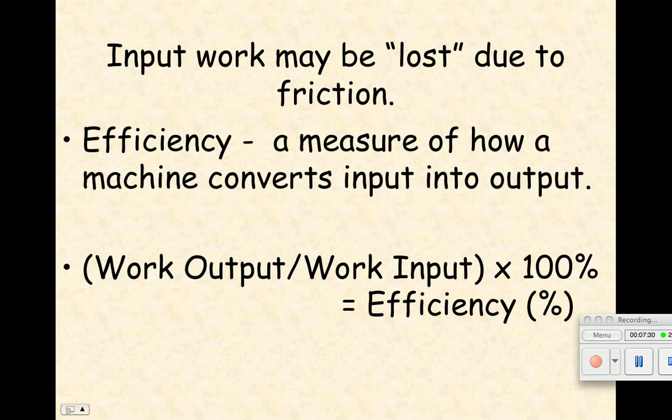So how efficient a machine is is a measure of how much the machine converts the work that you're putting in into useful output work. So to find the efficiency in a percentage, you take the work output divided by the work input times 100 to get a percentage. Okay, now notice we're taking two units that are the same and dividing them into one another. Work output would be in joules, work input would be in joules, and so when I multiply that by 100, my answer is in a percent with no unit.